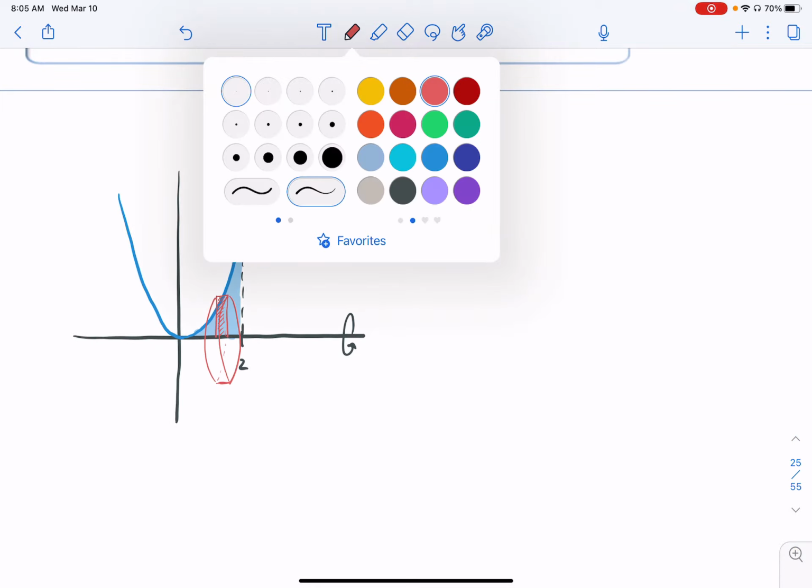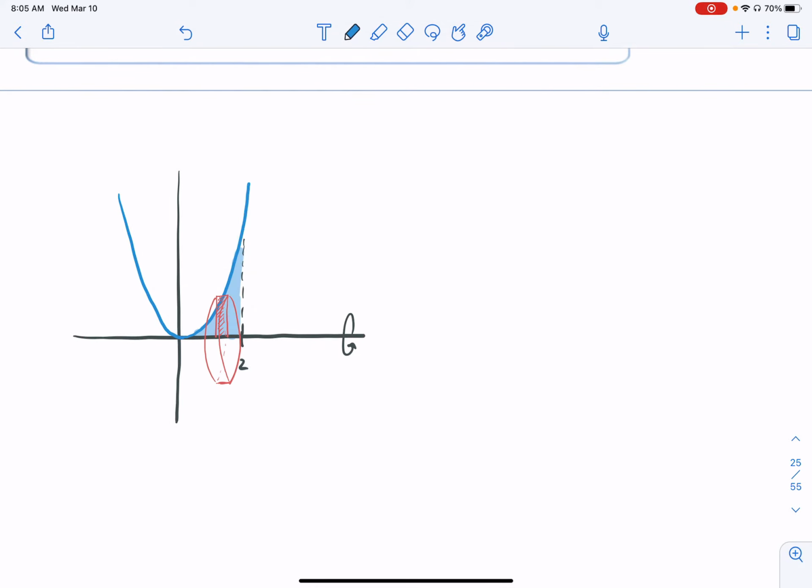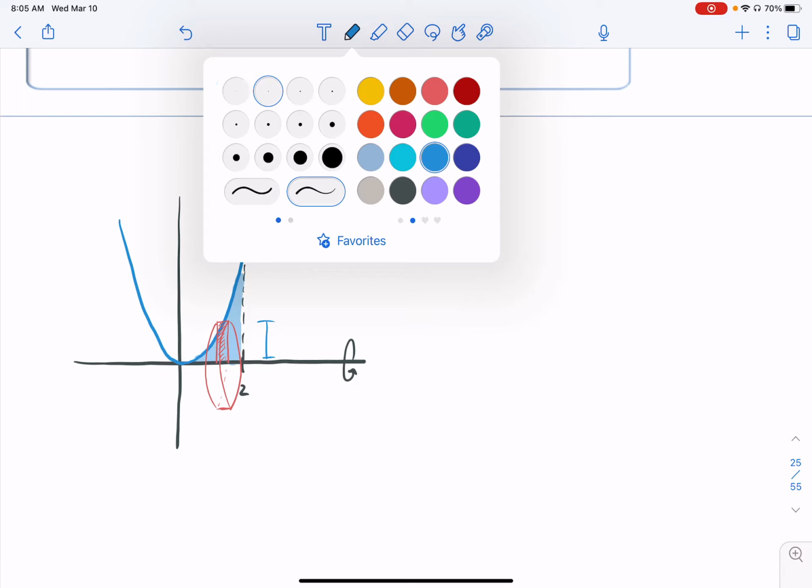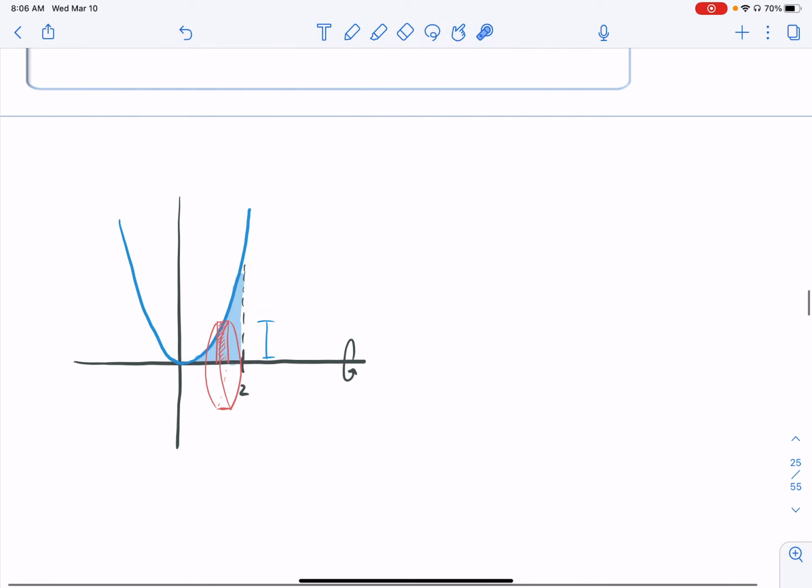Now, what two pieces of information do you need to find the volume of a disk? You need a radius, which is this piece right there. You can see it's just the distance off the x-axis up to that parabola, and that distance is the function x squared. Then we need a height, and the height is delta x, since we are partitioning along the x-axis.